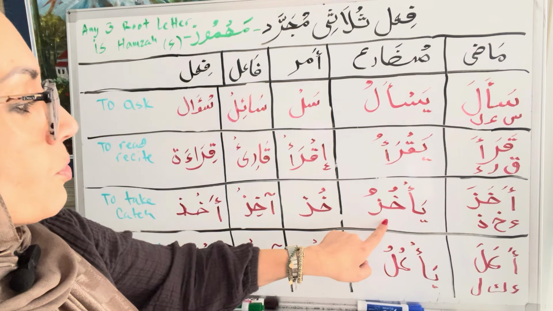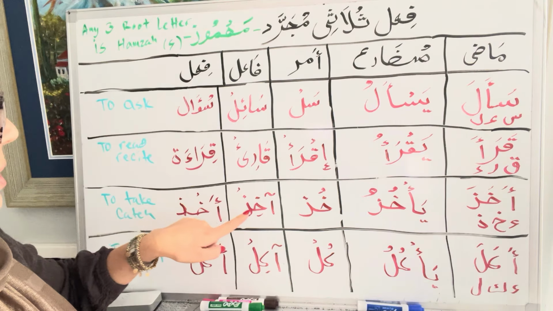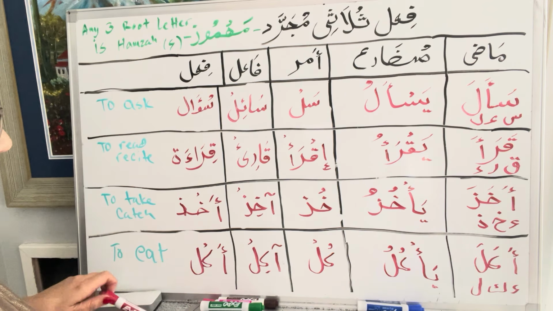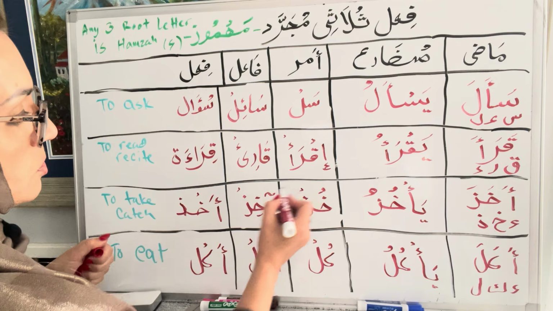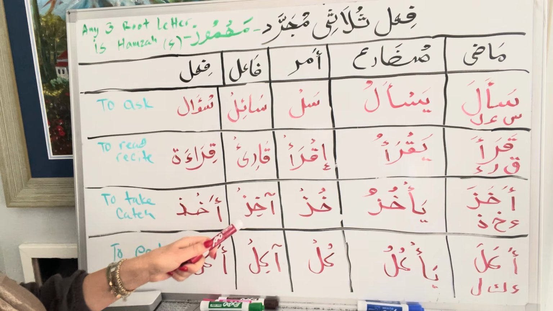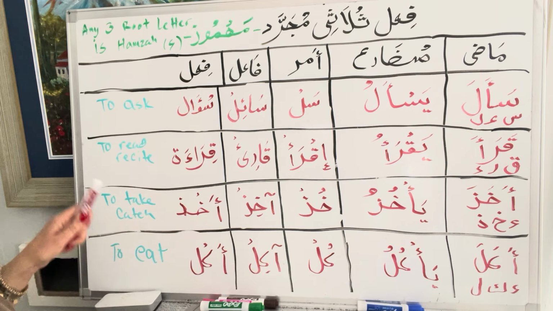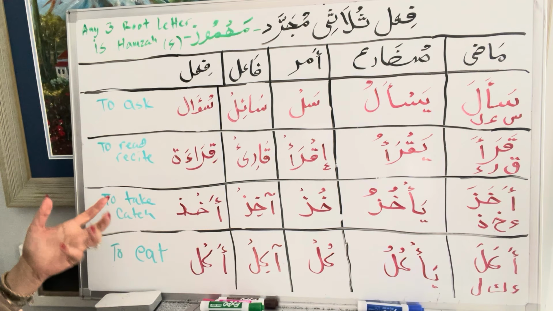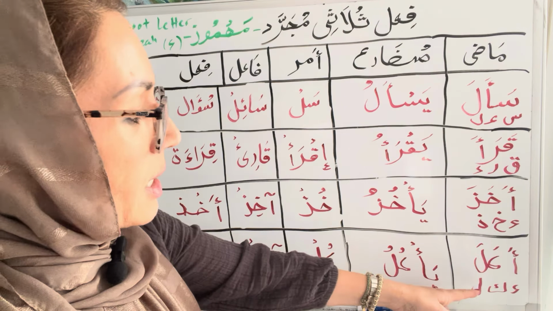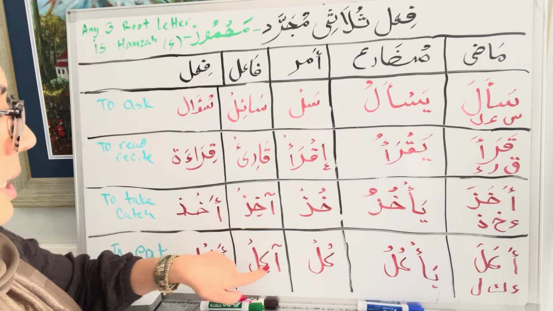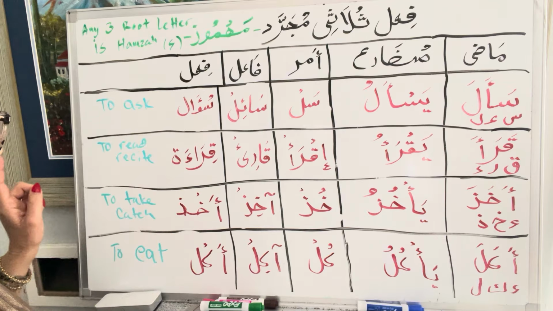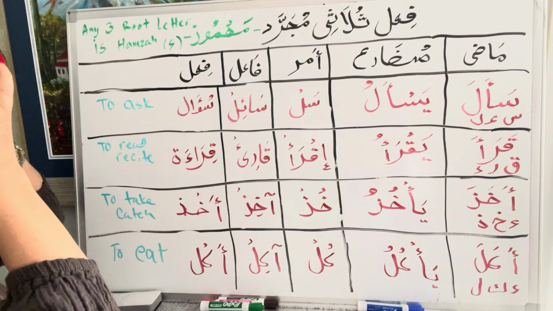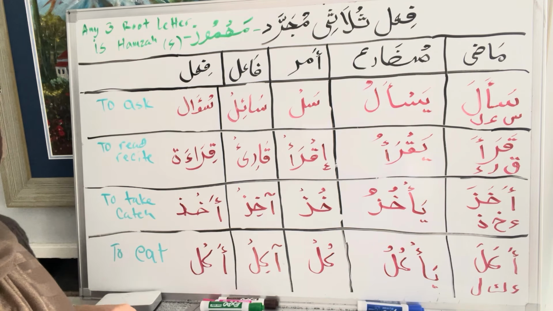أخذ, يأخذ, خذ, آخذ, خذ, there's a sukun on it. خذ, آخذ, and then أخذ. This means to take, to catch. The last one, أكل, يأكل, كل, آكل, and then أكل, meaning to eat. All right, let's come back.